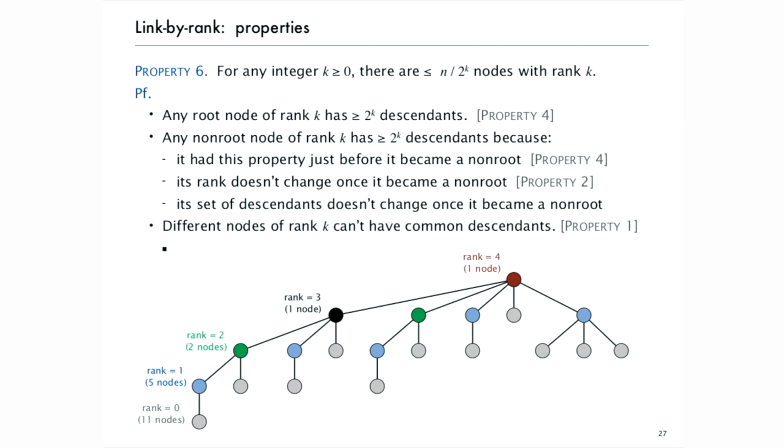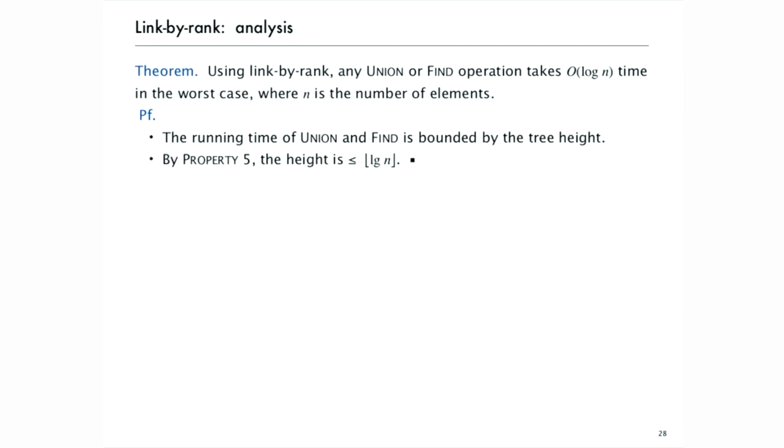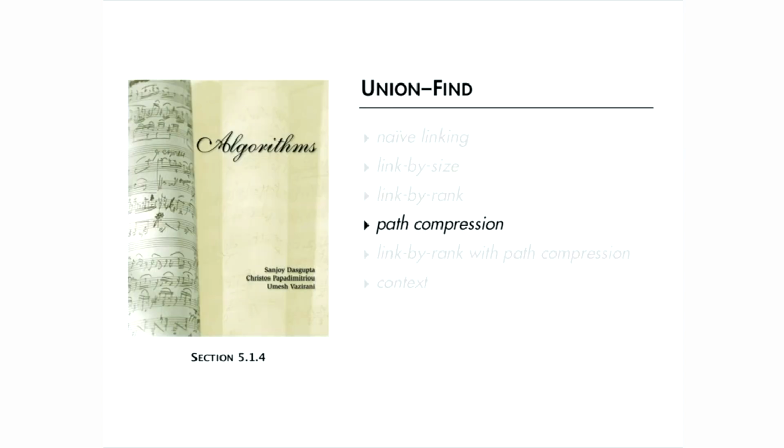So this is the property of the link by rank operation. Using link by rank, any union or find operation takes order log n time in the worst case, where n is the number of elements, because height itself is upper bounded by log n. Okay, let me use the last heuristic.